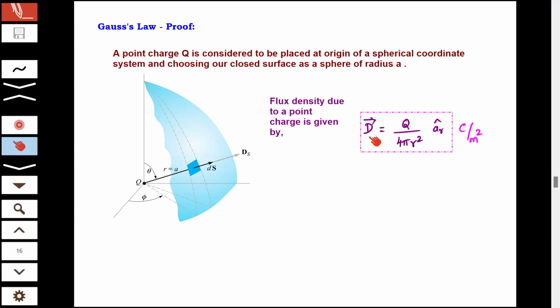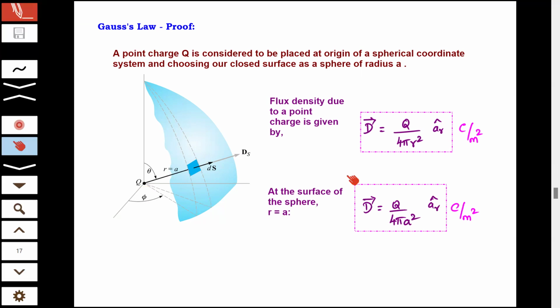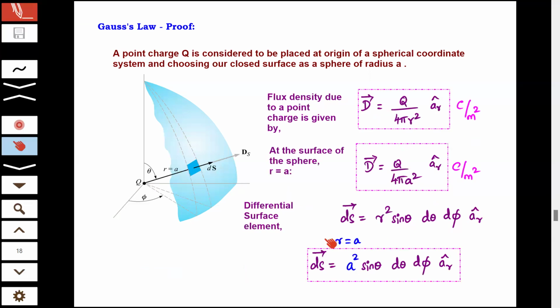We know the electric flux density produced by a point charge is Q by 4 pi r squared in the direction of a_r. At a radius of a, we can replace r by a. And the area element over this incremental surface with a constant radius and variable theta and phi can be given as r squared sine theta d theta d phi a_r. At a radius of a, we can replace r as a for this area element also.